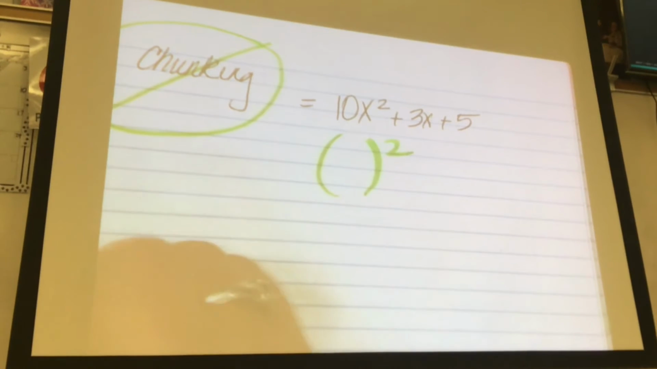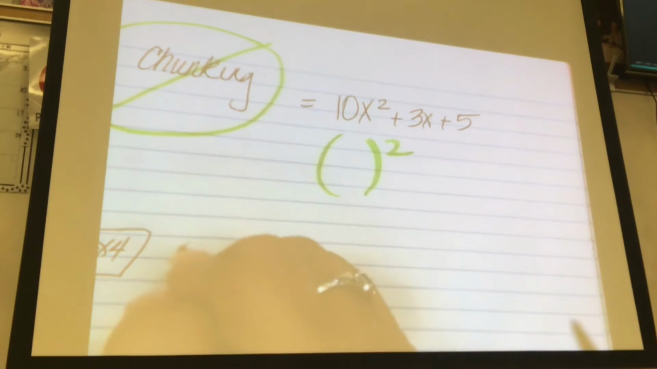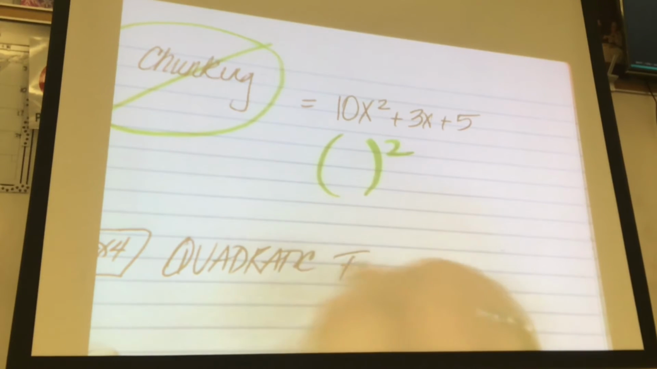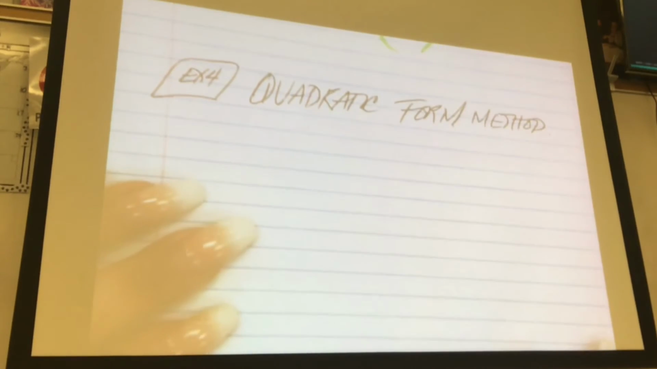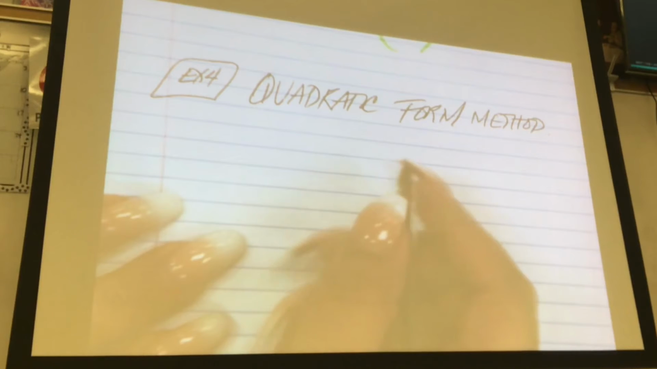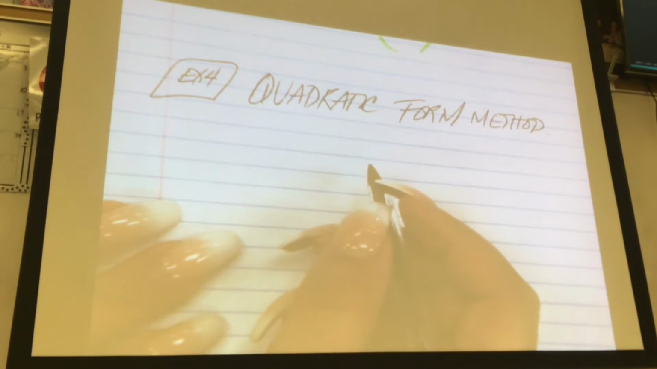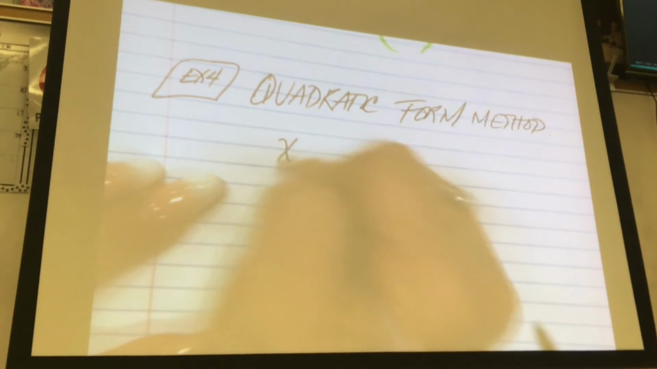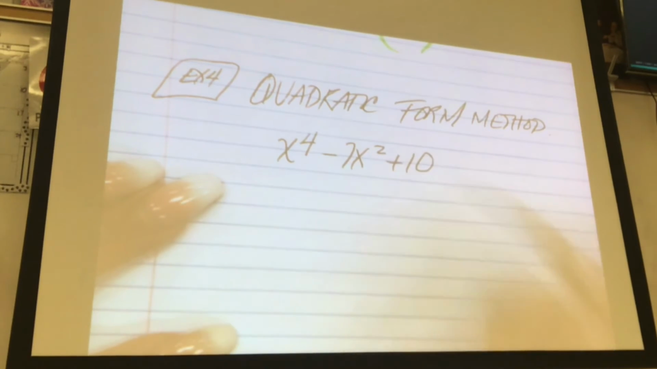All right, example 4 is called the quadratic form method. So we've just been over 3 methods now. We did review this last week. Maybe 80% of you actually got it, so I'm teaching it again. 80% is not good enough for me. Riad's not an 80% teacher, so I want to make sure we're all on the same page. So if I give you x to the 4th minus 7x squared plus 10.